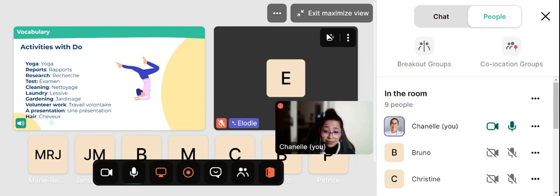Yoga, reports, you do reports, but parfois you make the report because when you do the report, it's the physical activity of doing the report. But when you make it, you are creating it. So, parfois, vous pouvez utiliser tous les deux.